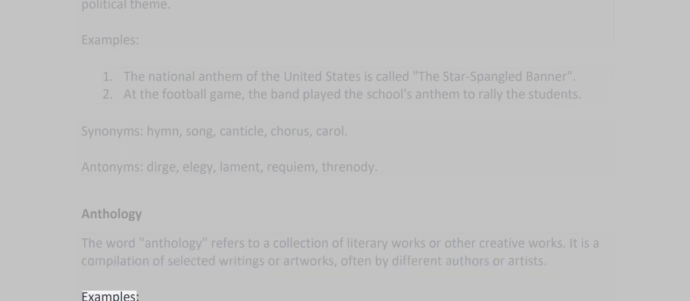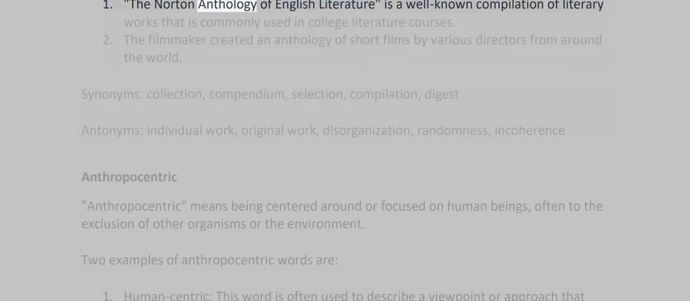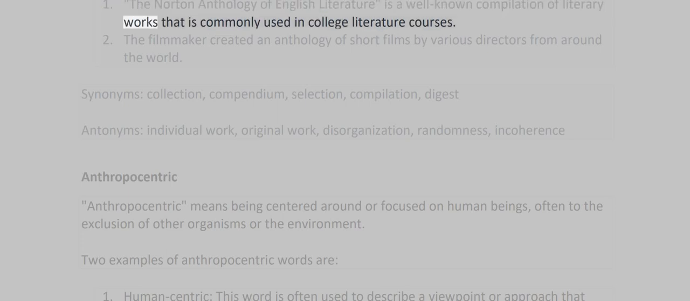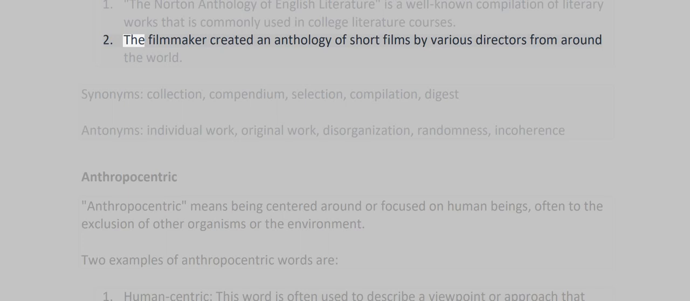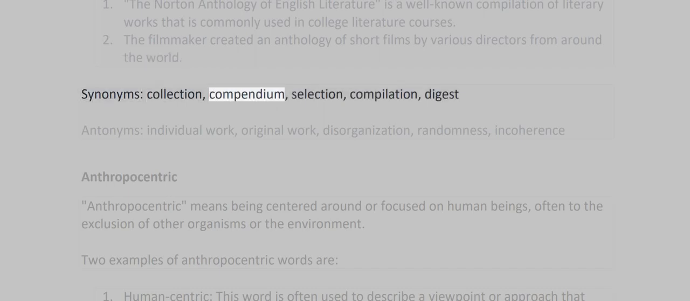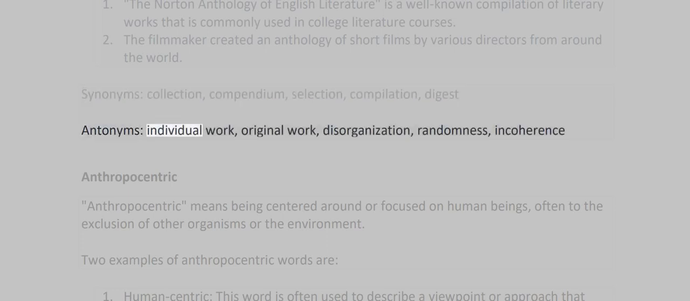Examples. 1. The Norton Anthology of English Literature is a well-known compilation of literary works that is commonly used in college literature courses. 2. The filmmaker created an anthology of short films by various directors from around the world. Synonyms: collection, compendium, selection, compilation, digest. Antonyms: individual work, original work, disorganization, randomness, incoherence.